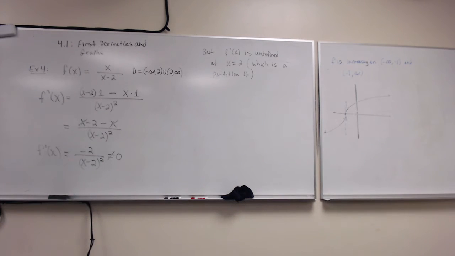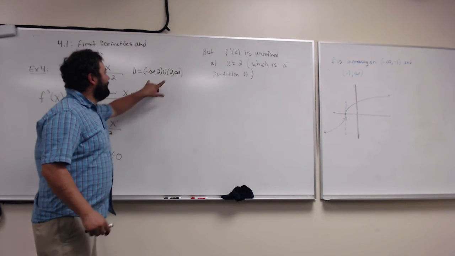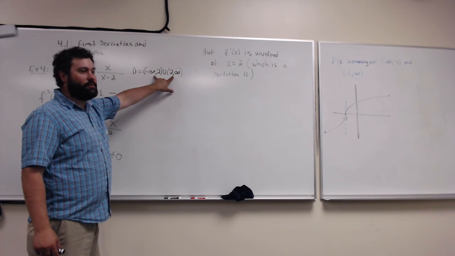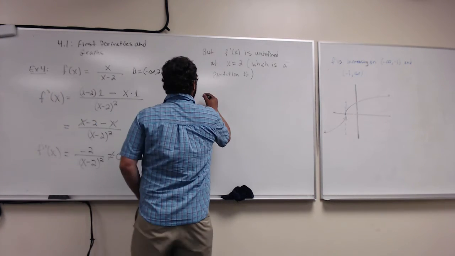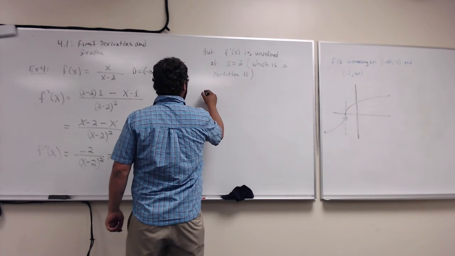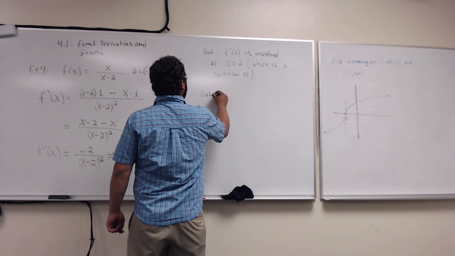But you're still going to use that. That's still going to split up the domain into 2 pieces. Sorry, the domain was already in 2 pieces. Okay, but that x equals 2 is your cutoff point. So now you can make your little chart or table. You can write down intervals.